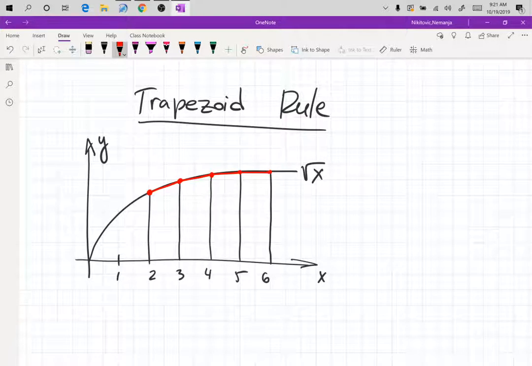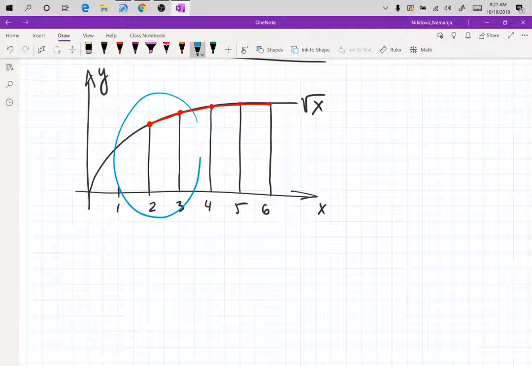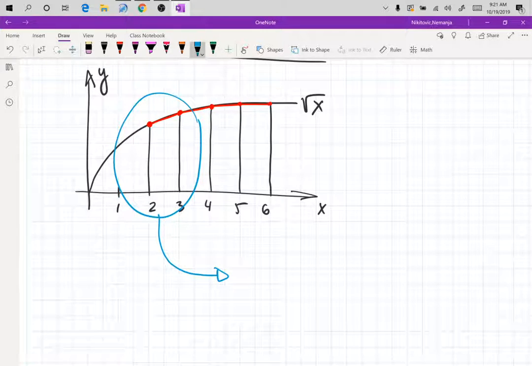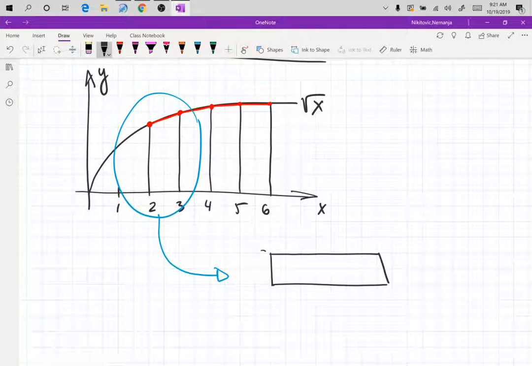So now what I'm going to do is take this first rectangle here, well, trapezoid, and just flip it on its side. Nope, the other way. So this is where x equals 2, x equals 3, and this is f of 2.